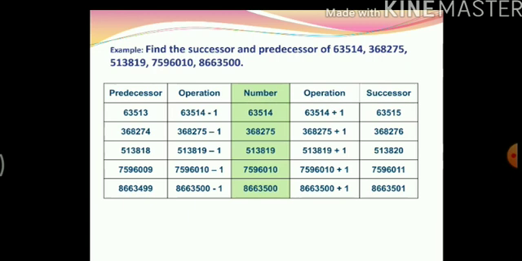Similarly, the next number is 3,68,275. So the successor is 3,68,276 and the predecessor is 3,68,274. Let's take another example.